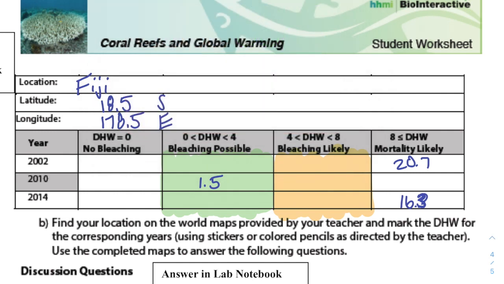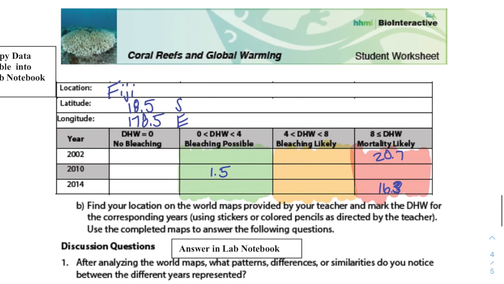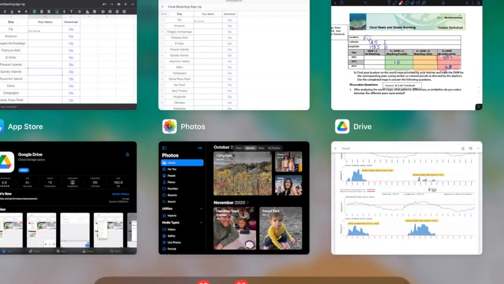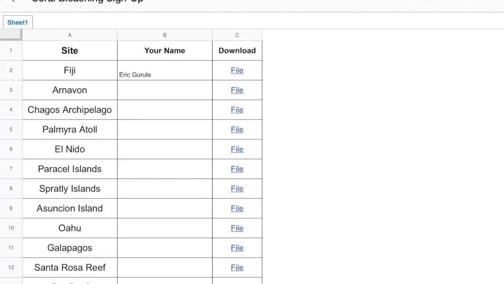And then where there is mortality likely, so the coral likely died, we're going to be using red. Ooh. Let's try that again. Okay, and so this is where we're going to go to the map. And so now we'll go back here.